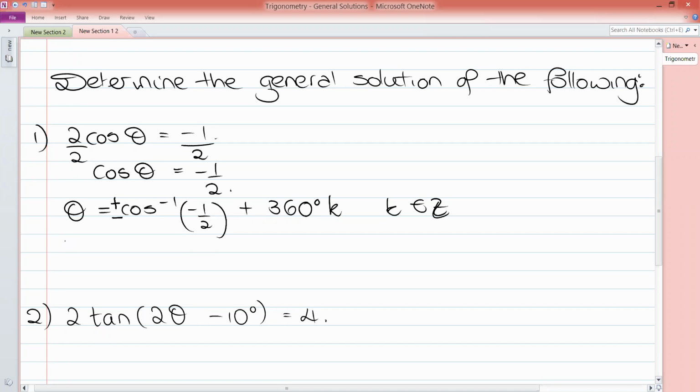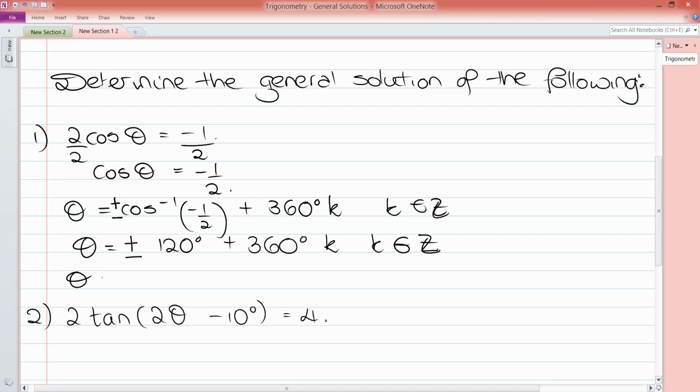So inverse cos negative a half. So I get theta is equal to 120 degrees. Now remember, it's plus minus 120 degrees plus 360 degrees K. K is an integer. So you can write it like that with the plus minus.